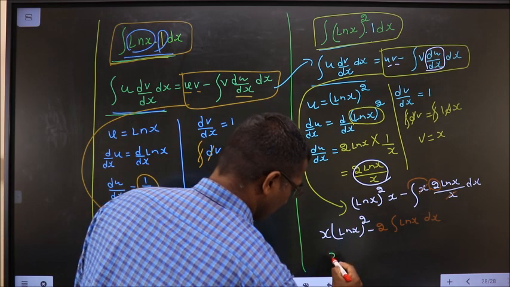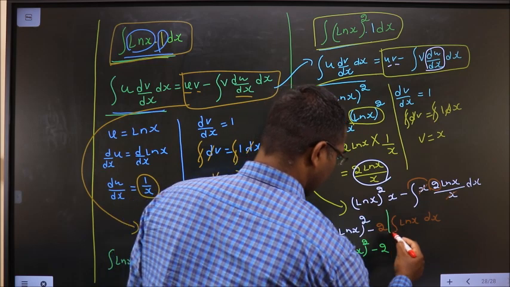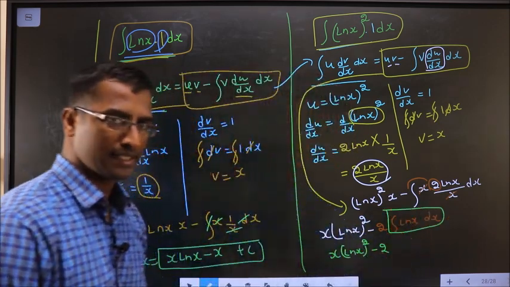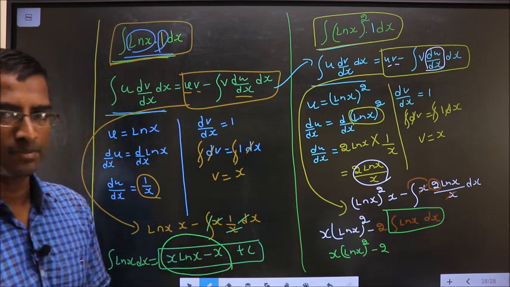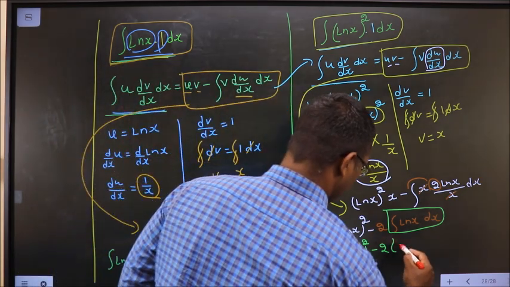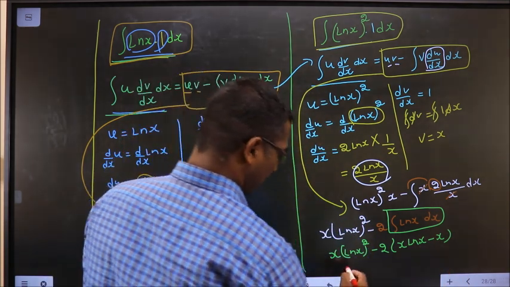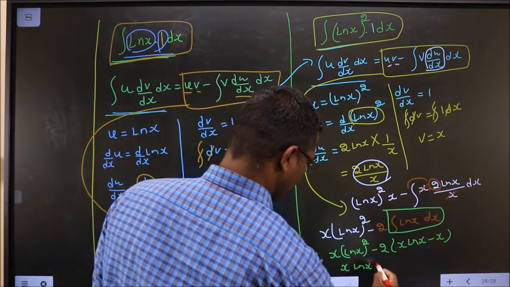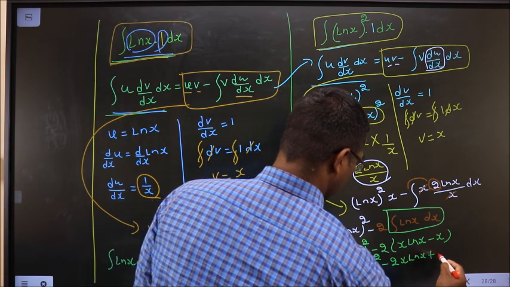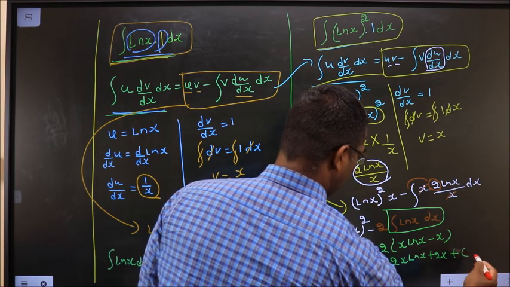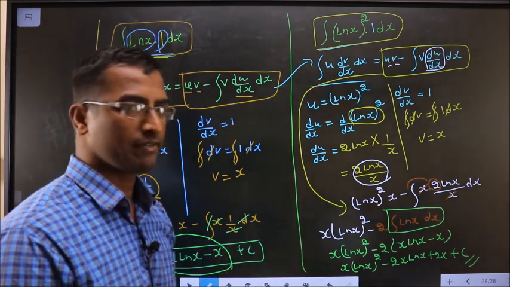Okay, now, so it is x ln x whole square minus 2 times integration of ln x dx. How much is integration of ln x dx? We already found it here. It is x ln x minus 1. I replace it there. So x ln x minus x. So now multiply by 2. So x ln x whole square minus 2x ln x plus 2x. Since we don't have limits, add c. Thus, this is the answer for integration of ln x whole square.